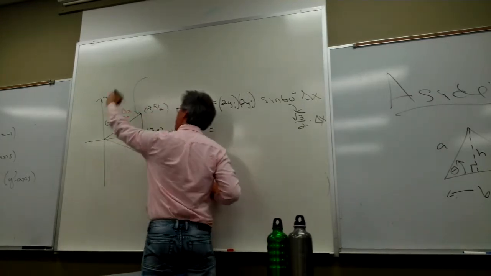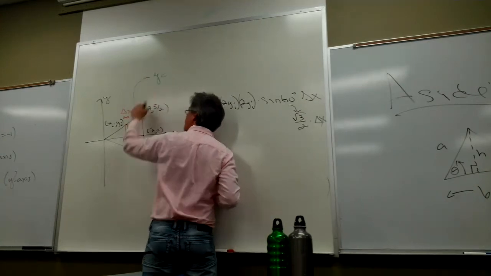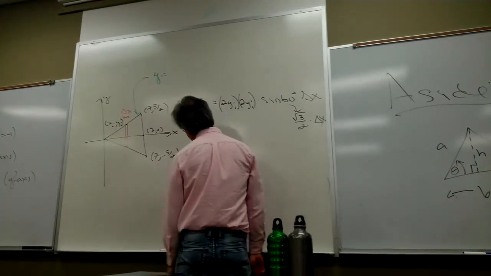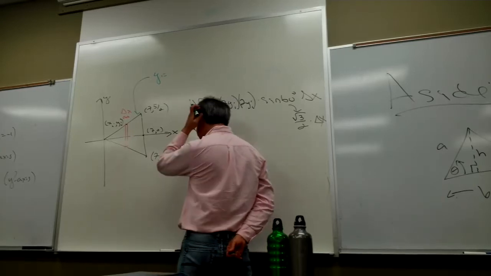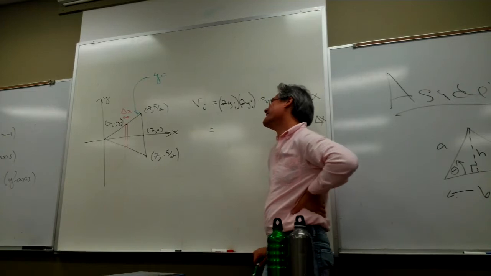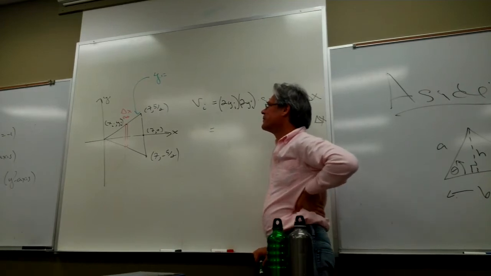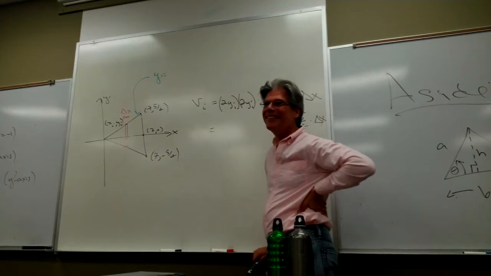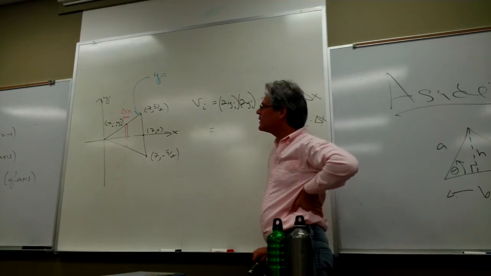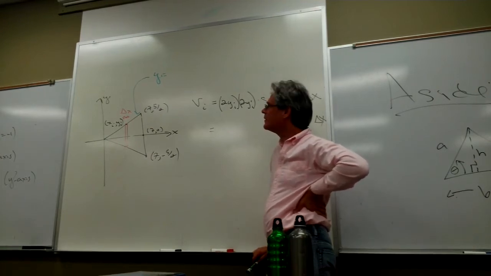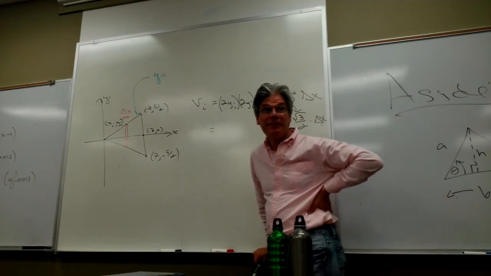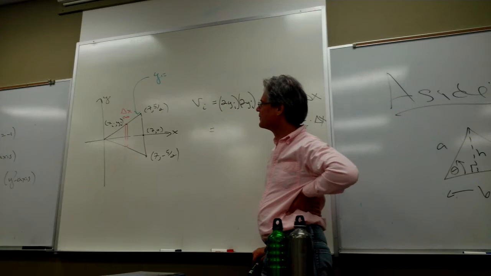That line, this black one right here. I'm going from here to here. What's the slope of the line?